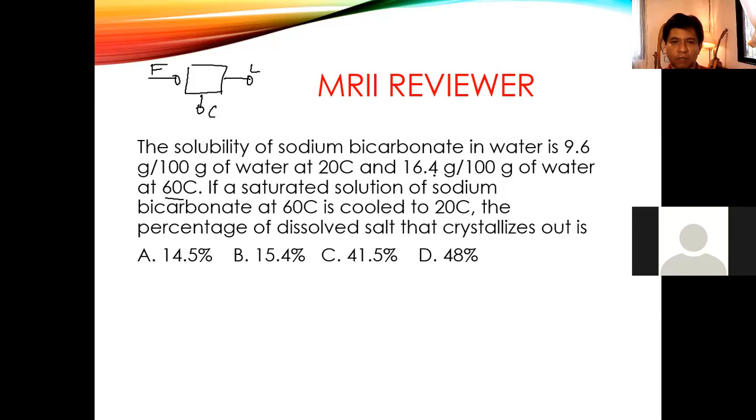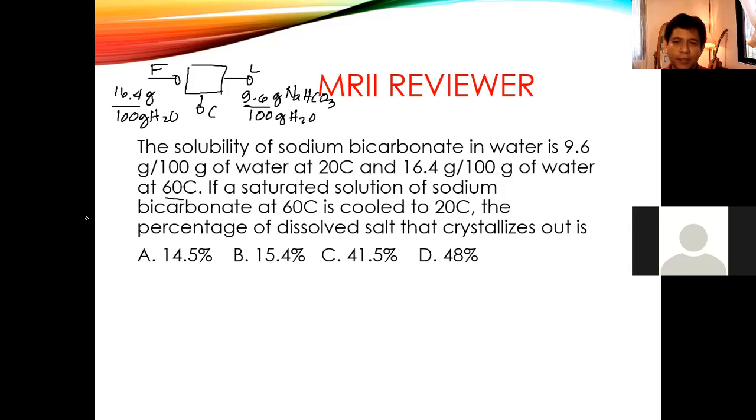So the solubility there is 16.4 grams per 100 grams. Then in the liquid, it's the lower one, 9.6 grams. This is sodium bicarbonate, the baking soda. Familiar with baking soda? That's per 100 grams of water. Okay? So that's the only given, and what is being asked is the percentage.